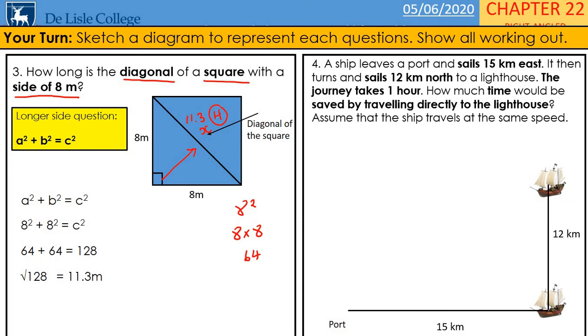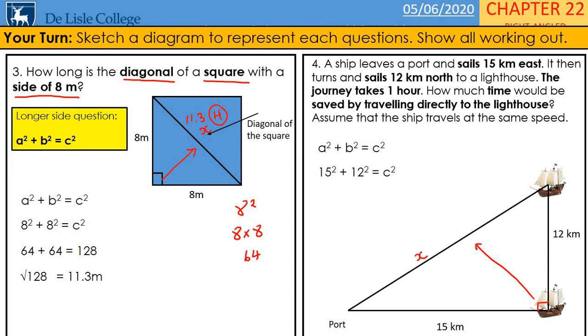How much time would be saved by travelling directly to the lighthouse, and assume the trip travels at the same speed? Now, this is the sort of question students look at and go, oh, it's to do with time, I don't know. But we do know from looking that what it wants to know is, how long is that first and foremost? So we know it's a Pythagoras question to start with, and we know how to find the longer side, and we know it's a longer side because we've gone due east and due north. So this here is our longer side. So let's deal with that first.